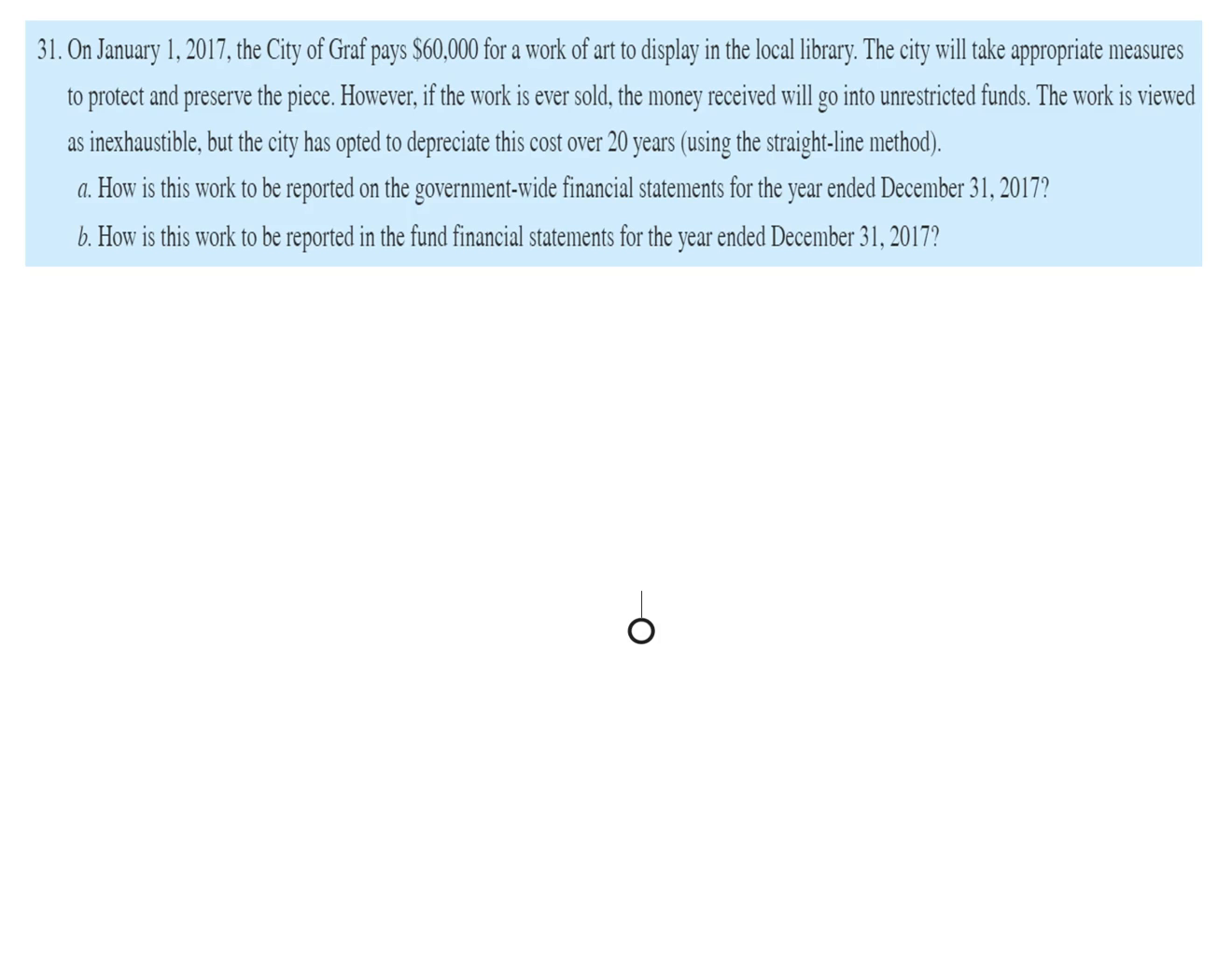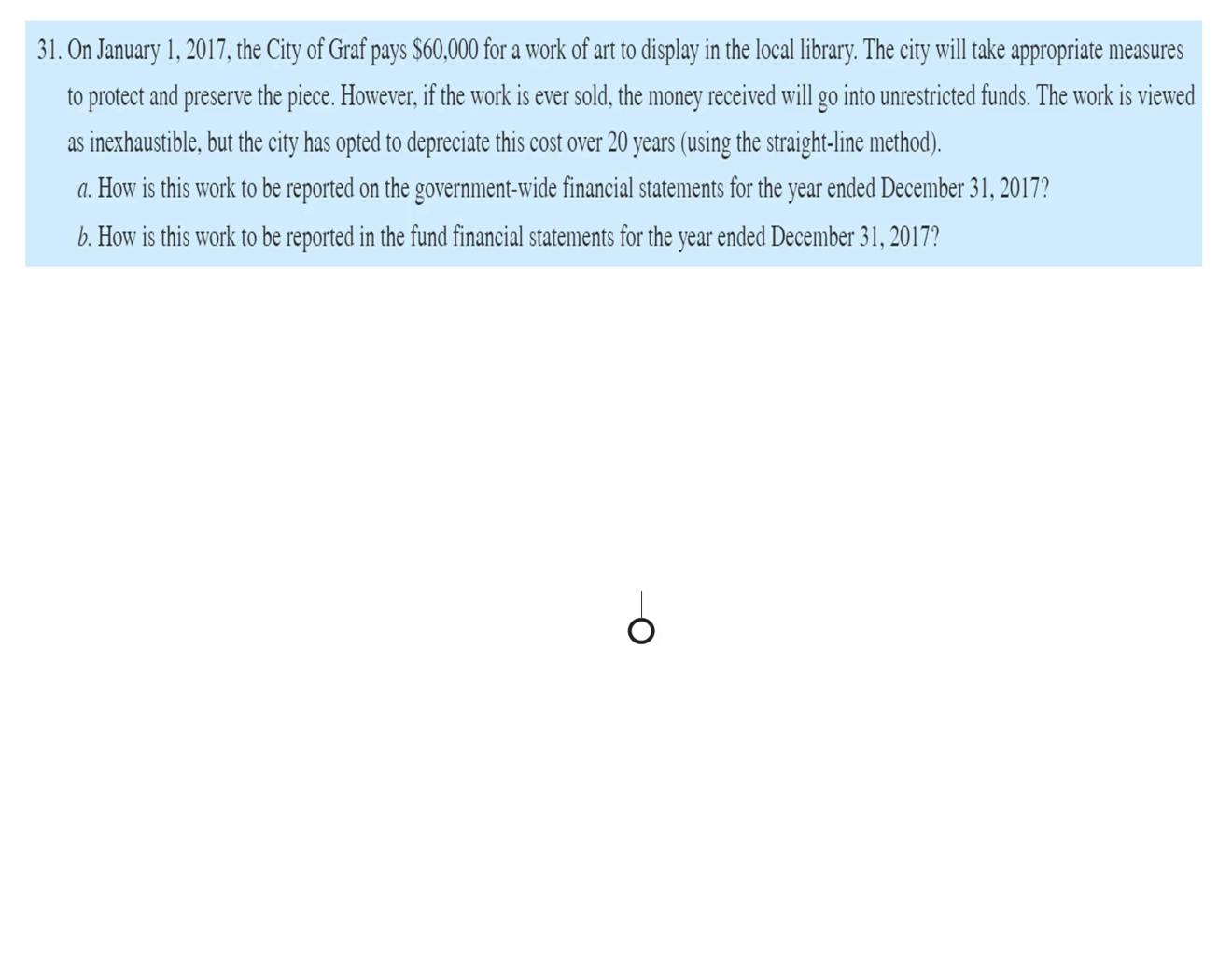These three criteria are, first, that the artwork or historical treasure is held for public exhibition, education, or research purposes, and the entity will not make any financial gain. The second criterion is that it is protected, kept unencumbered, cared for, and preserved. And the third criterion is that the organization has a policy that if you sell those objects, then the sale proceeds will be used to acquire other items for collections. That means you cannot hold these artworks for investment purposes. So if you meet all three criteria, then it is optional to record it as an asset.